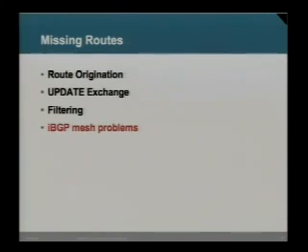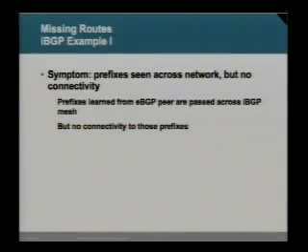Okay, next bit, IBGP mesh problems. Or as sometimes I say when I'm speaking too fast, IBGP mess problems, because it pretty much ends up being the same thing. First example I want to look at is this one. You've got prefixes seen across a network, but there's no connectivity across that actual network. Or there's problematic connectivity. Prefixes learned from an eBGP peer are passed on across the IBGP mesh, but you've got no actual prefixes or connectivity to those prefixes. So something weird going on.